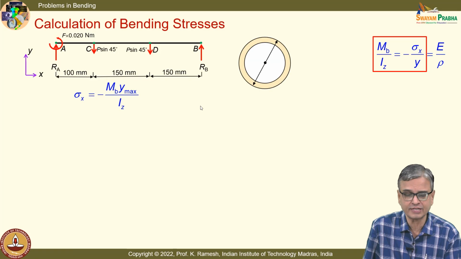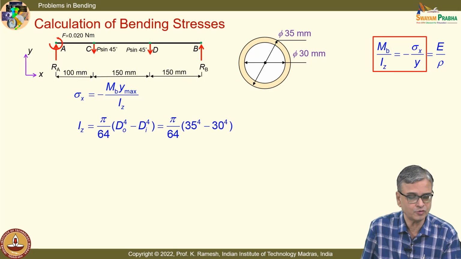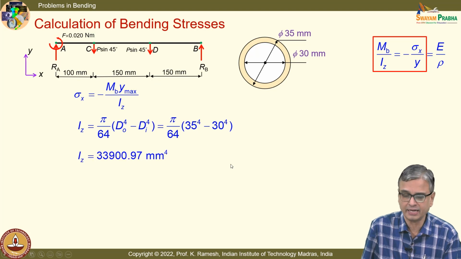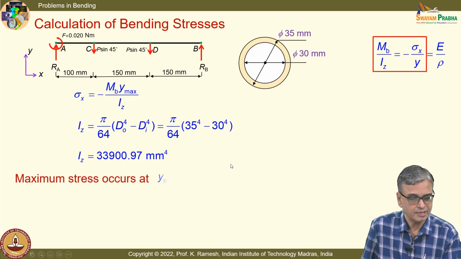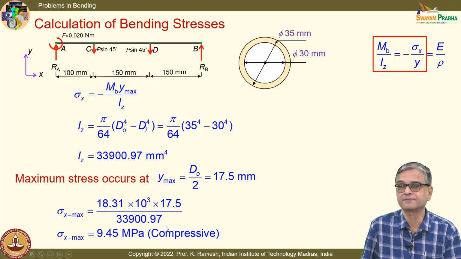So, I need to find out the IZ. IZ depends on the cross section, and this is a hollow tube. You all have the basic expression for IZ, pi by 64 multiplied by d naught power 4 minus di power 4, and this you get a number like this. So, when I substitute, I get the sigma max as 9.45 MPa compressive.